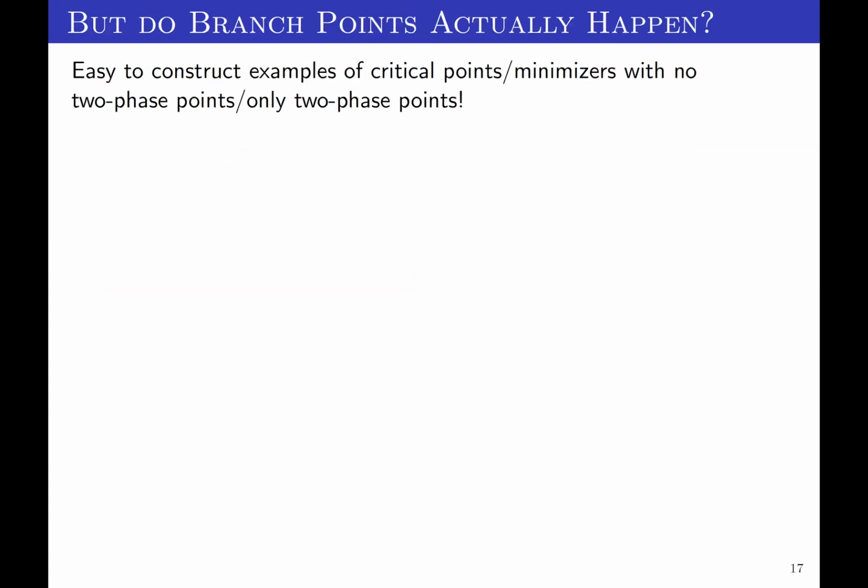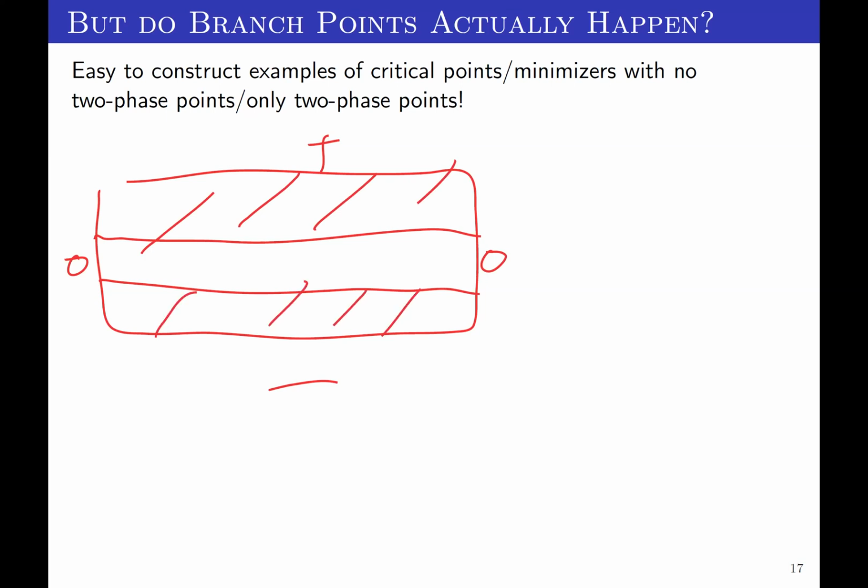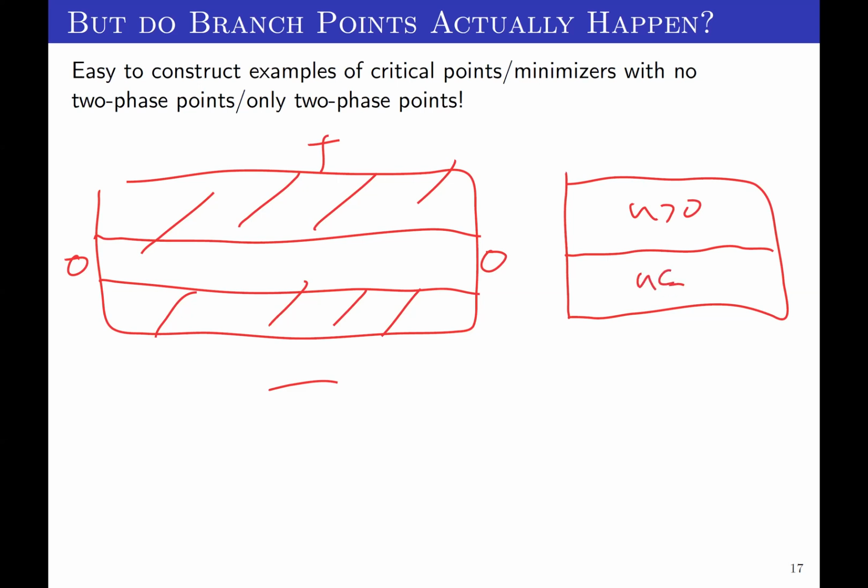It's quite easy to construct examples with only 1 phase points or no 1 phase points. For example, you can build a sort of box, and then if your Dirichlet values look like 0, 0, positive, negative, then your minimizer is going to look like this. And the 2 phases will never come together. And then if you're a little bit more careful, you can actually build a minimizer where U is positive here and U is negative here. But there's no sort of splitting, right?